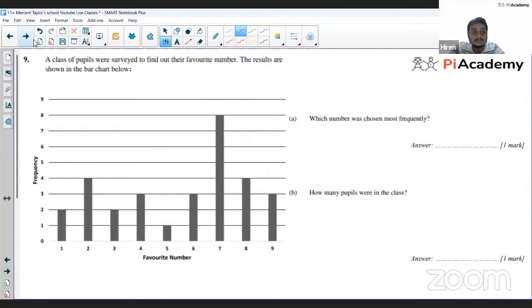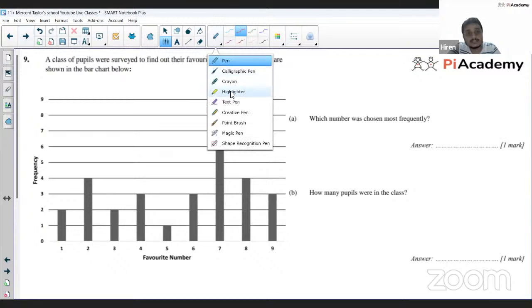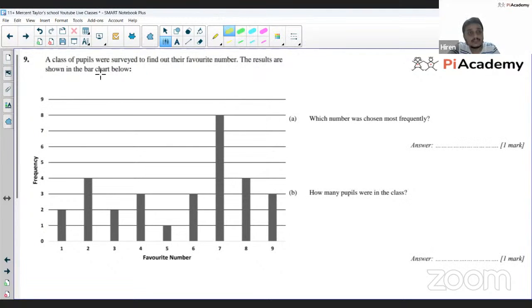And this is the bar graph. We have a bar graph related question, and you have to read the graph. A class of pupils were surveyed to find out their favorite number. So we are getting the information about their favorite number, and the result is in front of us in the form of bar charts. Here are the questions. Which number was chosen most frequently? This is the first question. And how many people were in the class?